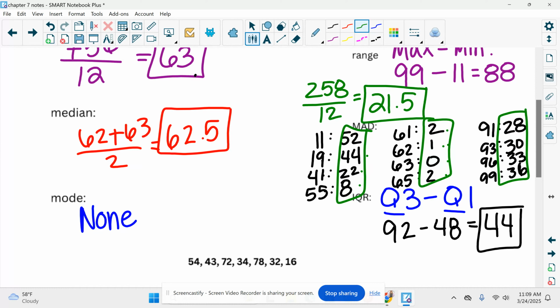Your homework is just like this tonight. Do you see how much work we showed? You need to show that on your homework tonight.